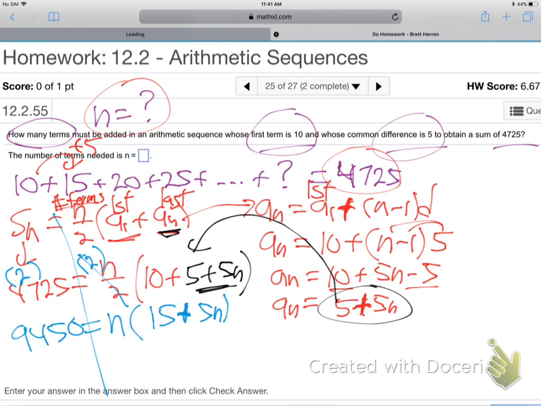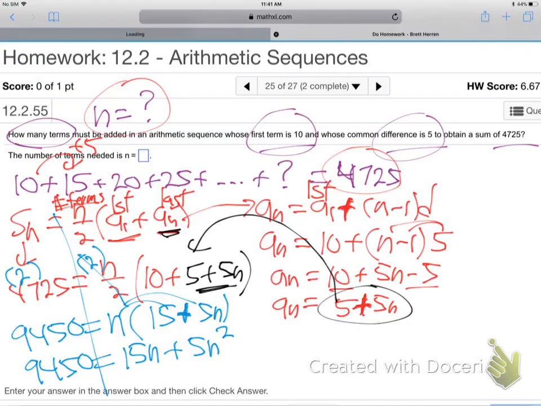Okay, now I do need to distribute this in. So I get 15n plus 5n squared is 9450. Trying to solve for n, getting closer. Can I go to a fresh screen? This is the, trying to wrap up problem 25 here. And what is it? 9450 is 15n plus 5n squared. Okay, so how do I solve that for n?